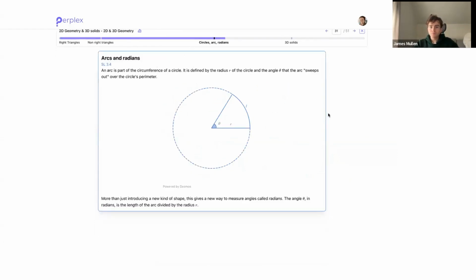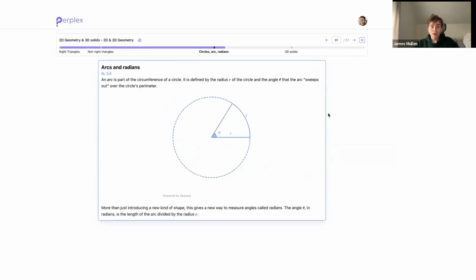All right, moving on. Now arcs and radians. An arc is part of the circumference of a circle. It's defined by a radius r and an angle theta that sweeps out. Hang on, what does it say?